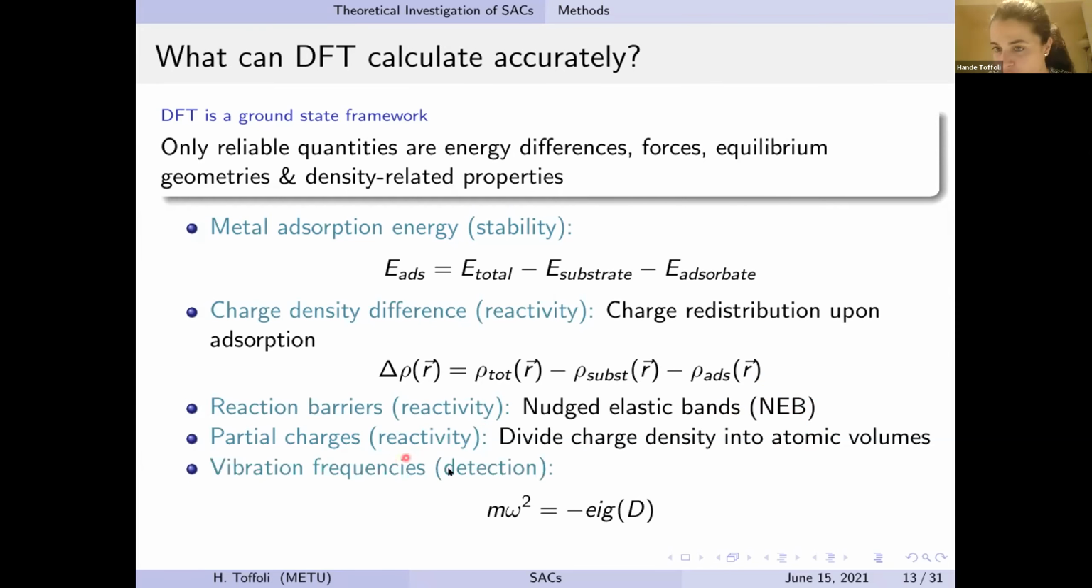Finally, vibration frequencies can also be calculated very easily, not easily, but quite reliably. It's only a matter of writing down the dynamical matrix and solving for its eigenvalues. I'm not going to present any results today on the vibration frequencies.